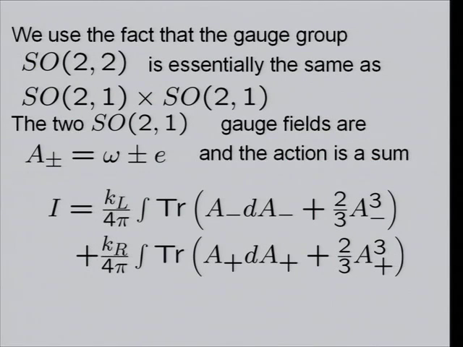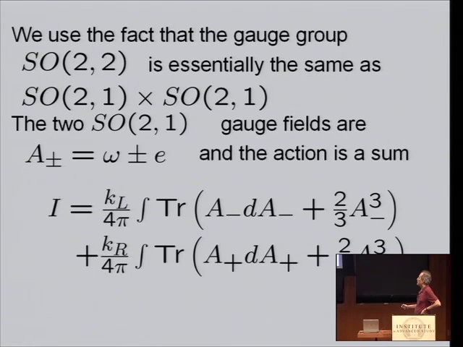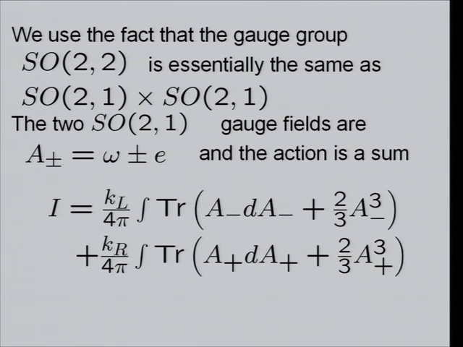So remember, in the gauge theory interpretation, the gauge group was SO(2,2), but in 4 dimensions, well, this 2 is really the number of space dimensions. So in 3 plus 1 dimensions, it would have been SO(3,2). Precisely because there are 2 space dimensions, we have the fact that SO(2,2) is a product of 2 SO(2,1)s. And the 2 SO(2,1) gauge fields, I'll call them A plus and minus, or omega plus or minus E. And the action is a sum of 2 Chern-Simons actions, one for A minus and one for A plus.